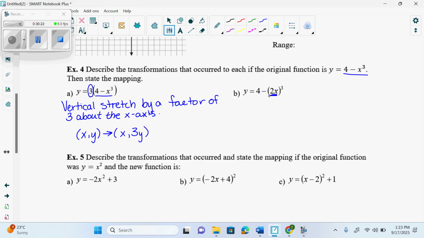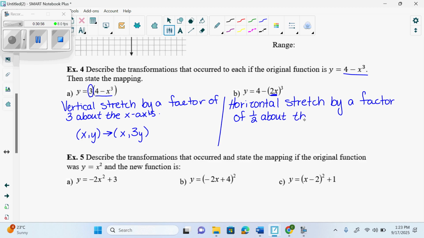This is going from an equation to words and mapping. Equation to words and mapping. What happens between equation and words and mapping? Flips. So it is a 2. It will be a 1 over 2. Thank you. Okay. Horizontal stretch by a factor of 1/2 about the y-axis. Fully supported. Okay.